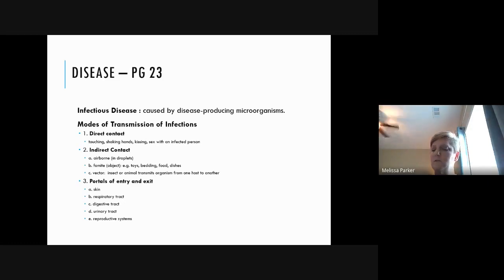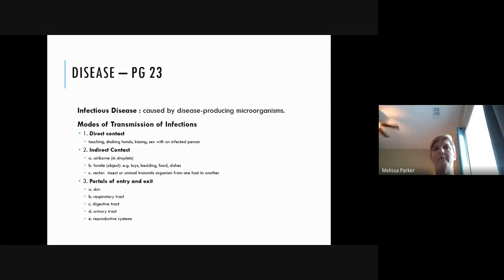So portals of entry, this is another way that we become sick, is how things enter into our body. For example, our skin is our number one barrier and protection against pathogens. It has a physical and a chemical barrier because our skin is slightly acidic. Then the respiratory tract, we can breathe in the germs, right? And the digestive tract, if we consume something that's infected with a virus or a bacteria, we can become sick that way.